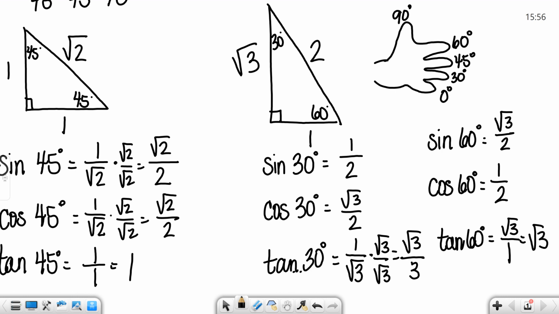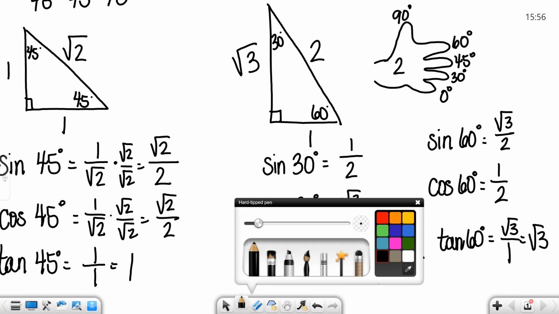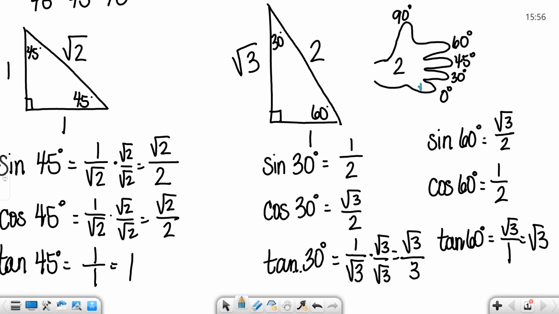Okay, and in the palm of our hand, we are going to put the number 2. And in each of the fingers, I want us to put the square root of 1. All right, now bear with me. This little trick is awesome.